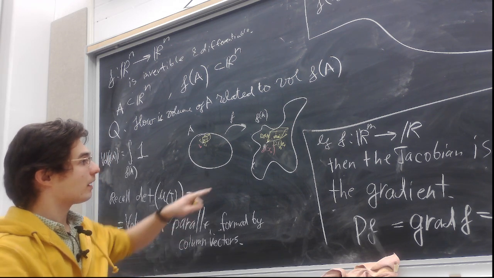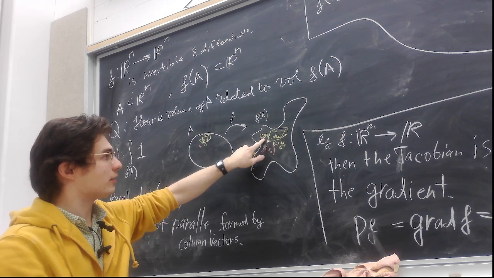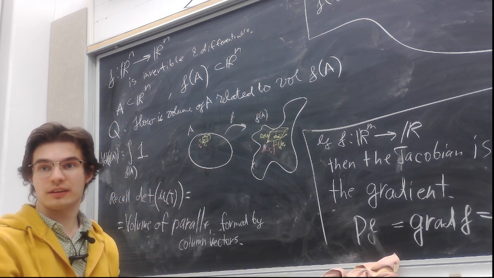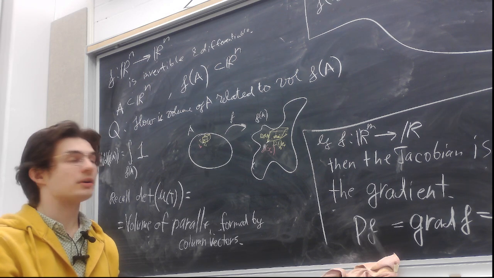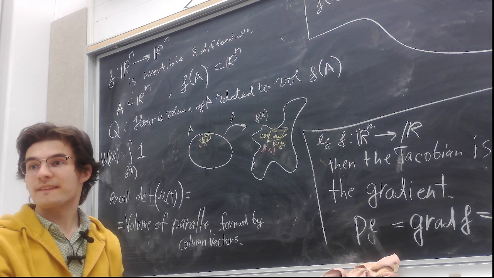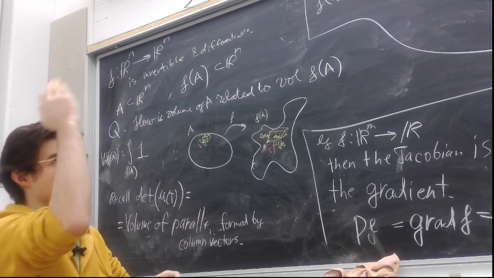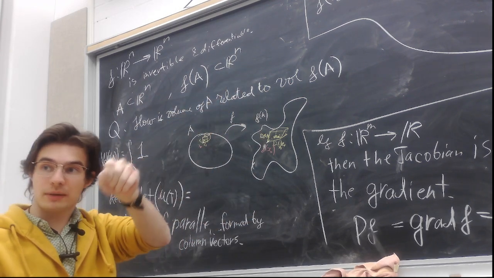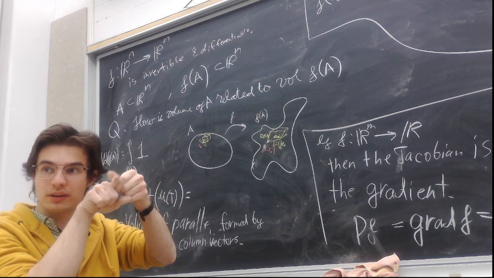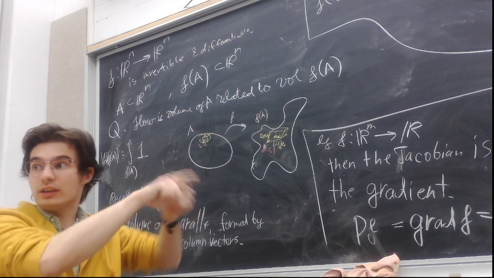Okay, now I have a parallelepiped formed by df applied to E1, df applied to E2, df applied to E3. Right? So the volume of that has to be the determinant of what matrix? It has to be the determinant of the Jacobian, right? Because the column vectors in the Jacobian tell you precisely where E1 gets mapped to, how the direction E1 gets deformed, how the direction E2 gets deformed, and how the direction E3 gets deformed.